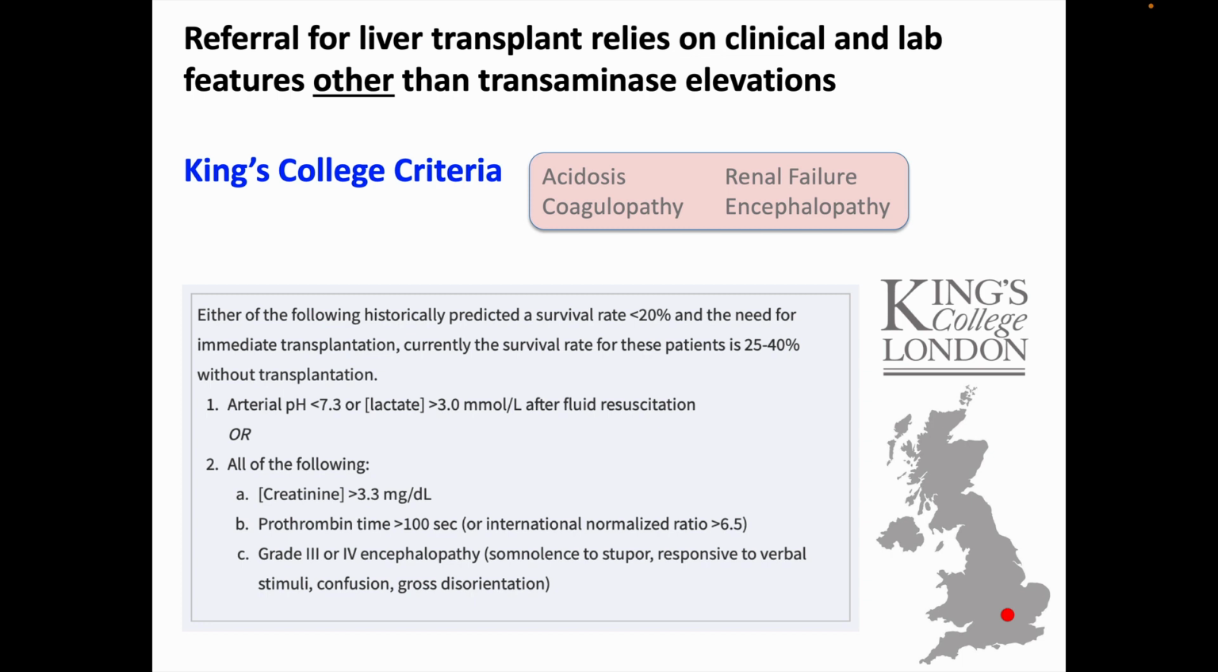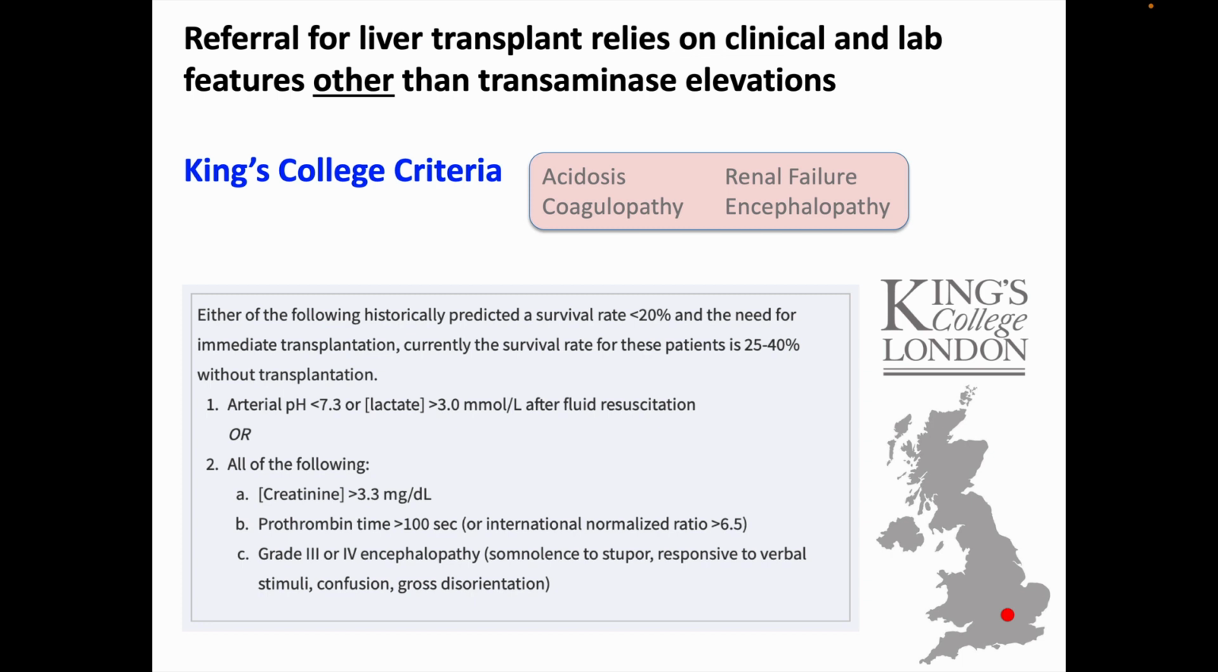The King's College criteria rely on several lab value and clinical features, but what's notably absent are the hepatic transaminase levels. Acetaminophen hepatotoxicity can cause very remarkable elevations in the AST and ALT, sometimes several tens of thousands, but that alone is not an indication for a transplant. Per the King's College criteria, a patient should be sent to a transplant center if they are acidotic, if their pH is 7.3 or lower, or their lactate level is greater than 3 millimoles per liter after adequate fluid resuscitation, or if they have renal failure, coagulopathy, and grade 3 or 4 hepatic encephalopathy.